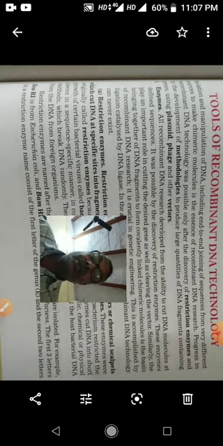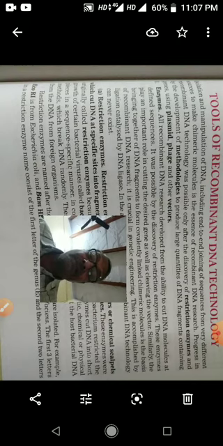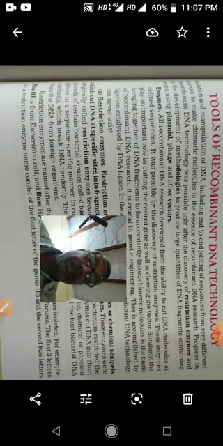Next is phasmids. Phasmids are fragments of lambda phage DNA along with its attachment site. These can exist in linear as well as in circular forms.